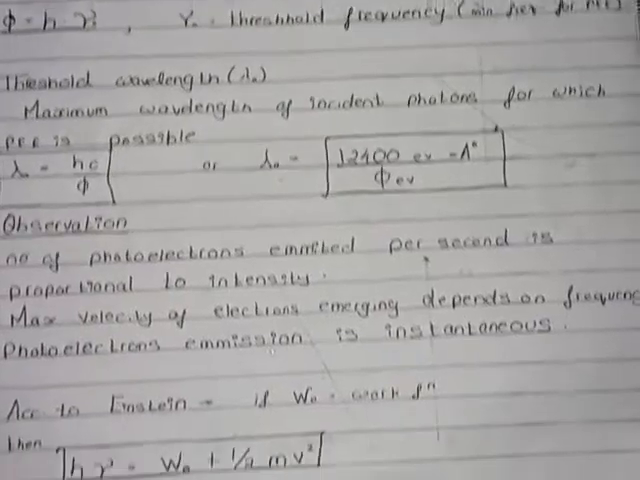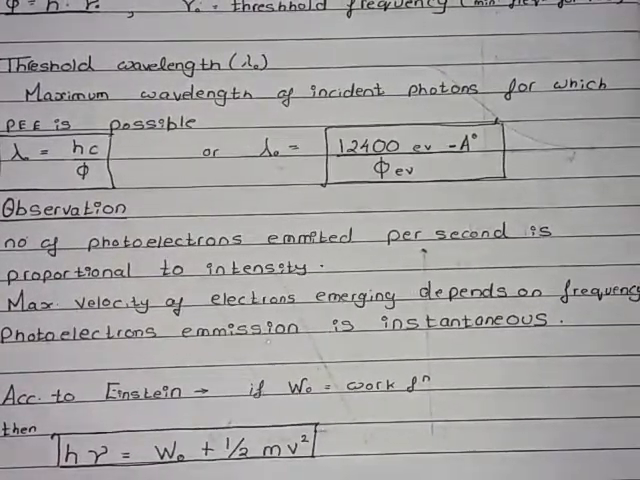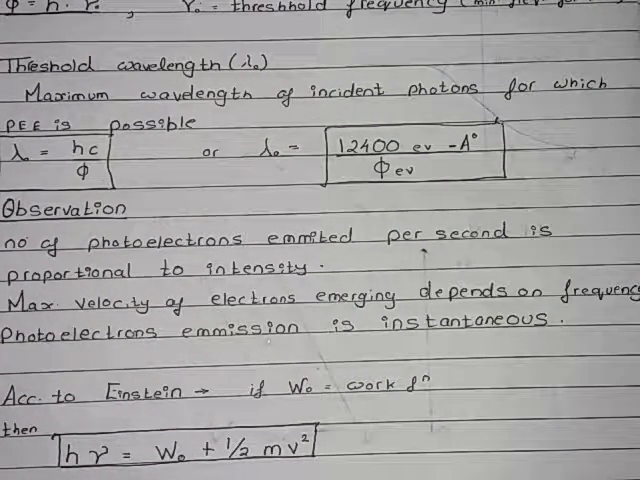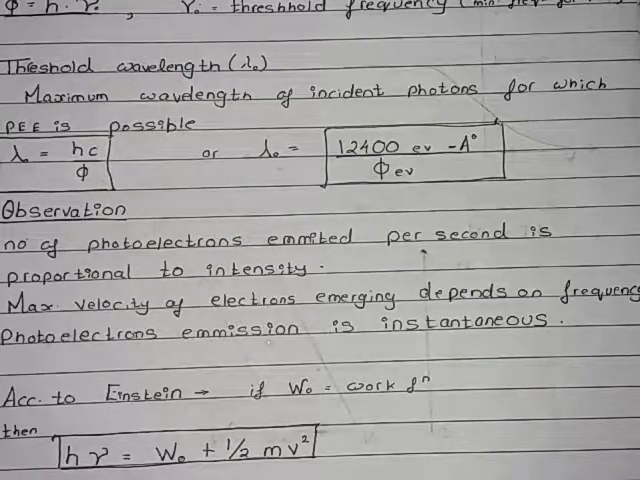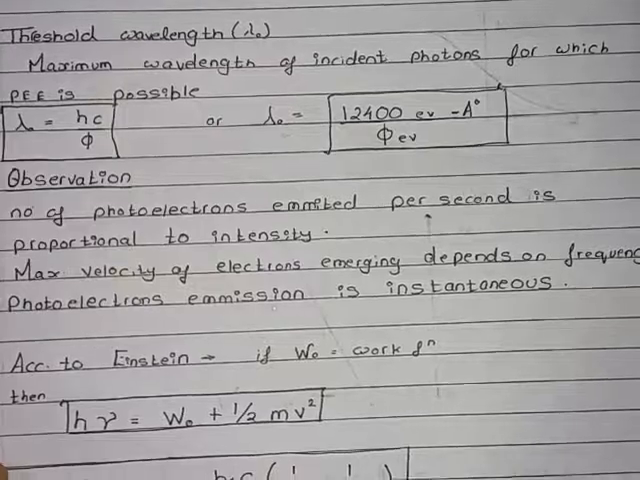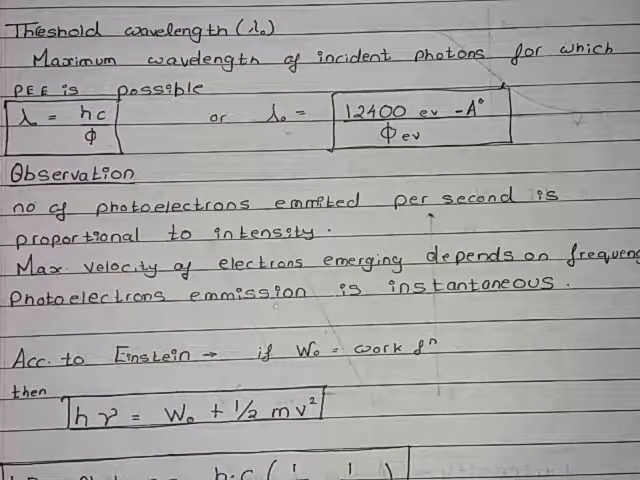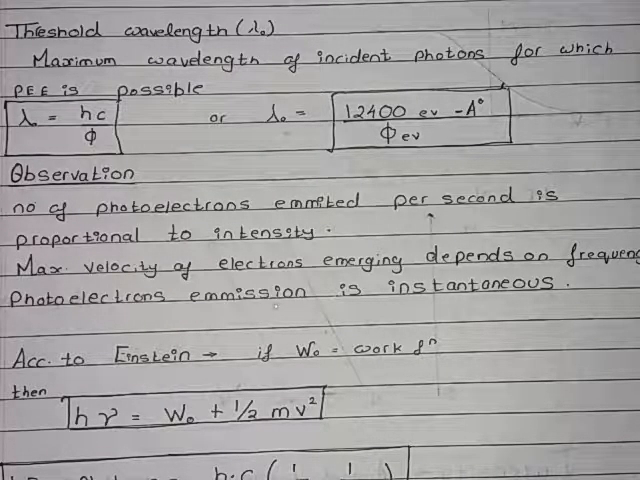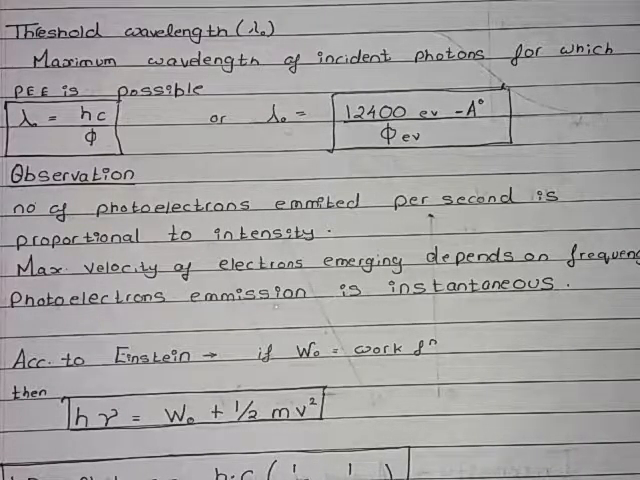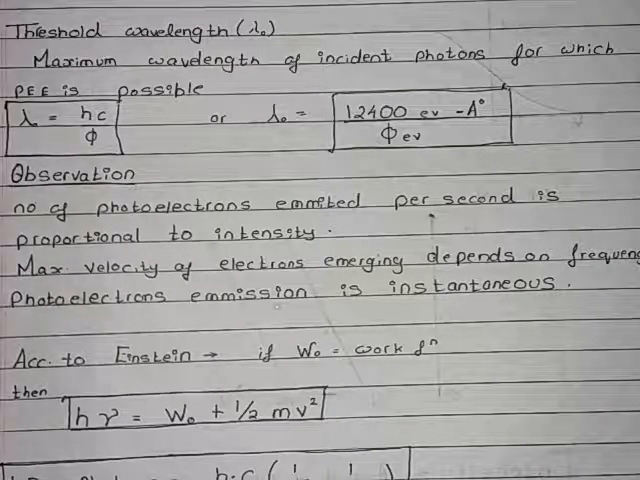Similarly, there is the threshold wavelength. Simply the maximum wavelength, since wavelength is inversely proportional to frequency, so we need the maximum. So the maximum wavelength for which the photoelectric effect is possible is lambda naught equals hc by phi. We know hc by lambda is phi. So lambda naught equals hc by phi, where hc is 12,400 electronvolt-angstrom, that is 10 power 10 upon phi.